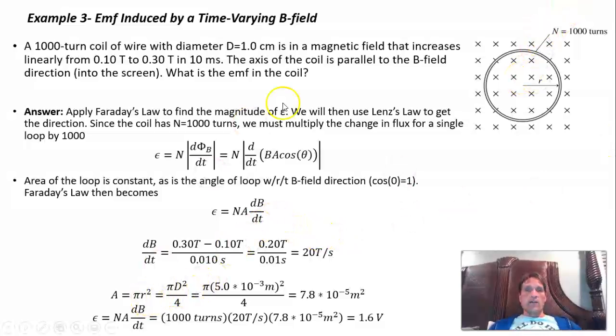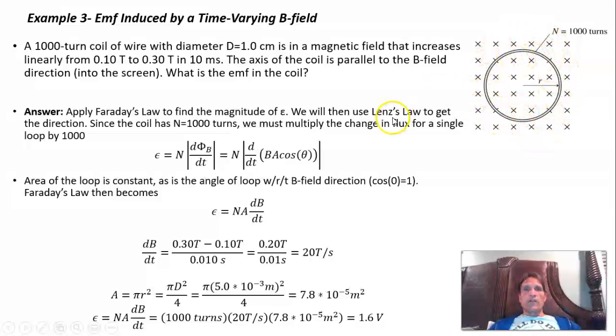We can calculate the area because we know the radius is 0.05 centimeters. So you plug that in, and the area is 7.8 times 10 to the negative 5 meters squared. So you plug that in for A. You plug in dB dt as 20 Tesla per second. You multiply by 1,000 turns, and you get an electromotive force, an EMF, of 1.6 volts. Okay, so that's the electromotive force pushing the charge around the loop. It's basically pushing the current around the loop.